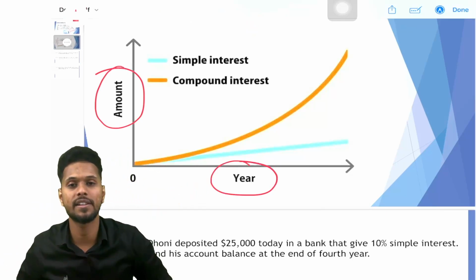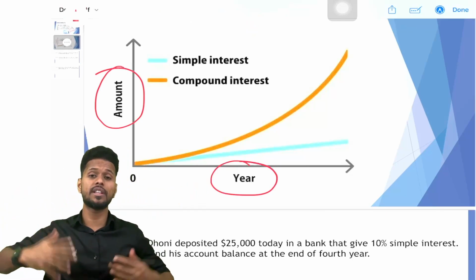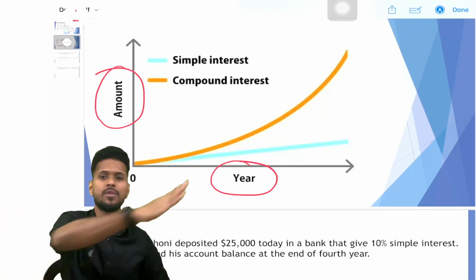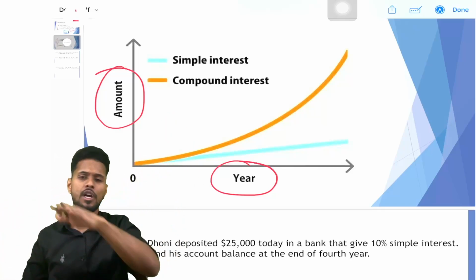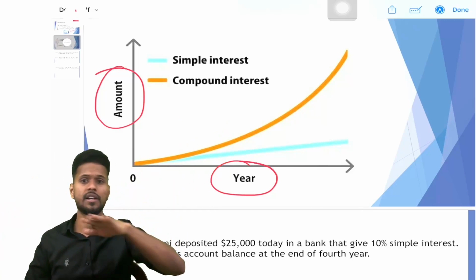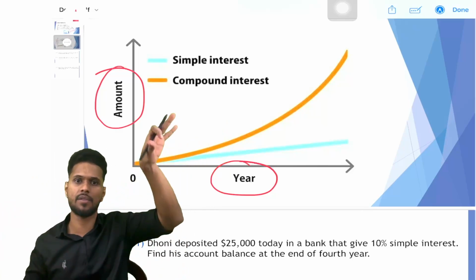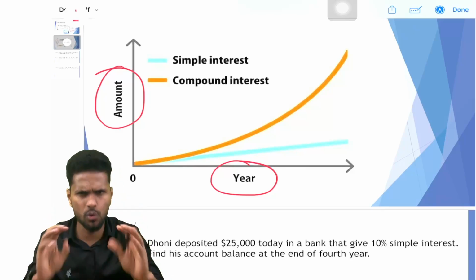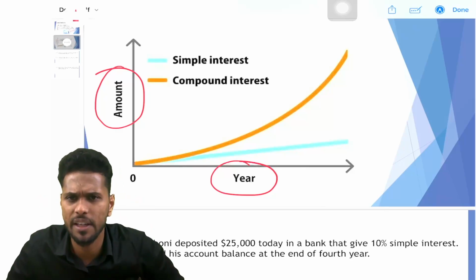A slight increase every year, but in the case of compound interest, the amount will increase very fast. So the graph is increasing at a very rapid pace. That's why the graph is like this. This graph is just to give a hint about simple interest and compound interest.